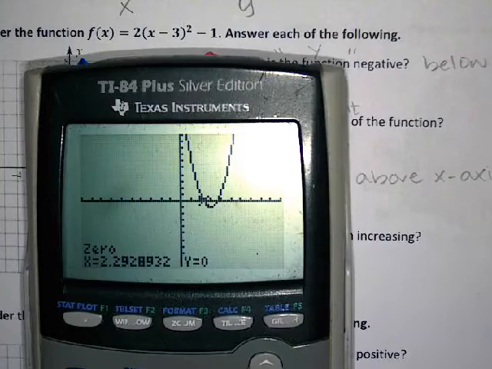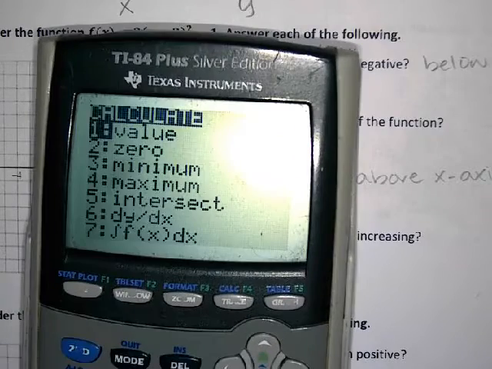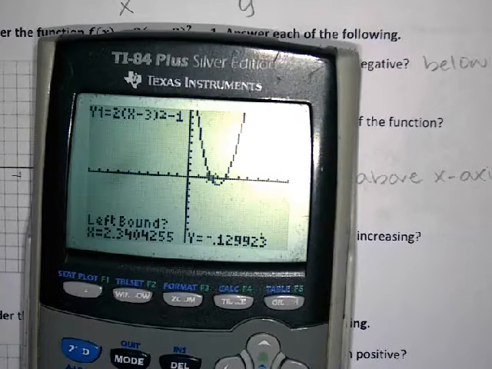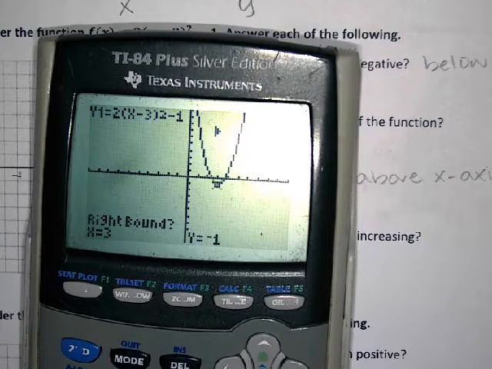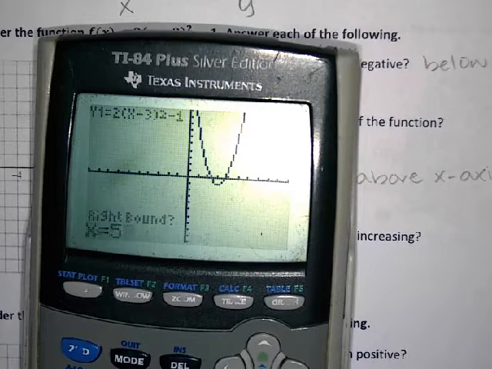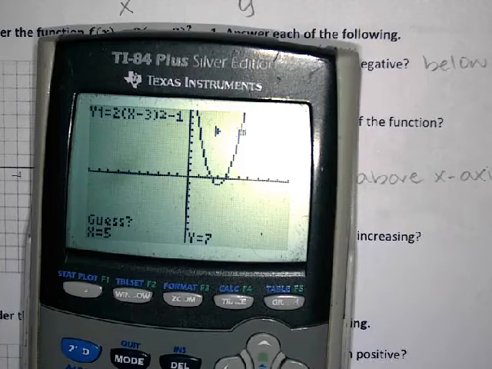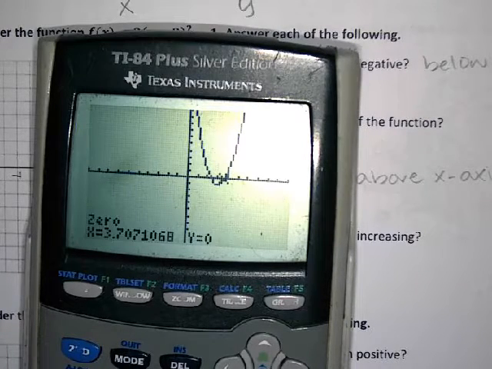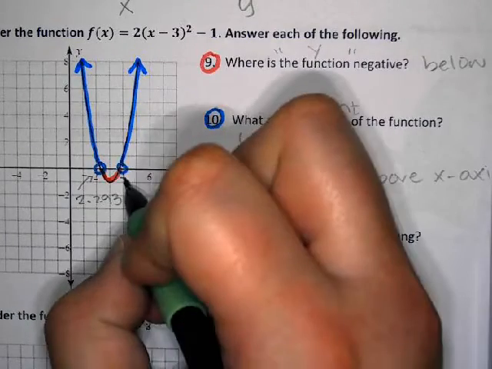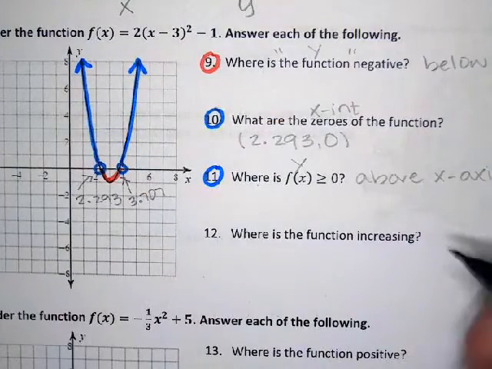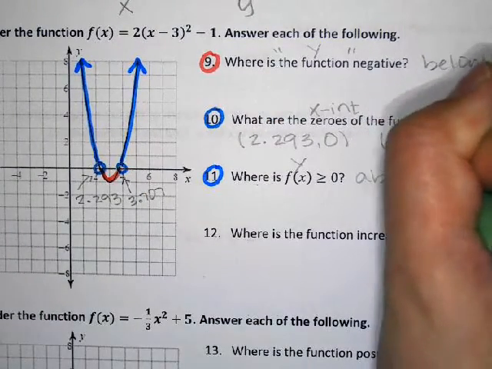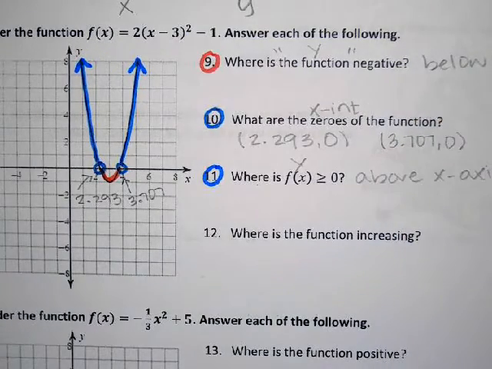So I can do second trace, option number 2, and for my left bound I can type 3 and then hit enter, and then for my right bound I could hit 5 and then press enter. And the guess is never right, so I ignore it and I press enter one more time. 3.707. And that's the other part of my answer for number 10. So 3.707. Okay. Are we okay with that?